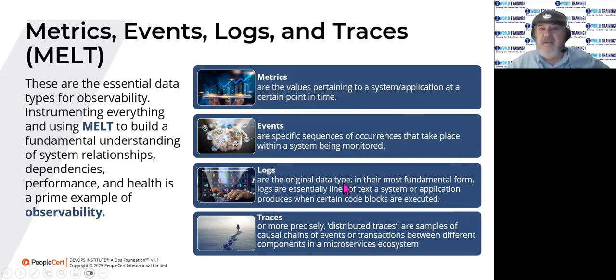Logs are the original data type in their most fundamental form. Logs are essentially lines of text that a system or application produces when code's executed, and traces, or more precisely, distributed traces, are samples of causal chains of events or transactions between different components in a microservices system or any system where you've got distributed activities going on, basically. So these are the essential types. Instrumenting everything and using MELT to build a fundamental understanding of system relationships, dependencies, performance, and health is a prime example of what's called observability.